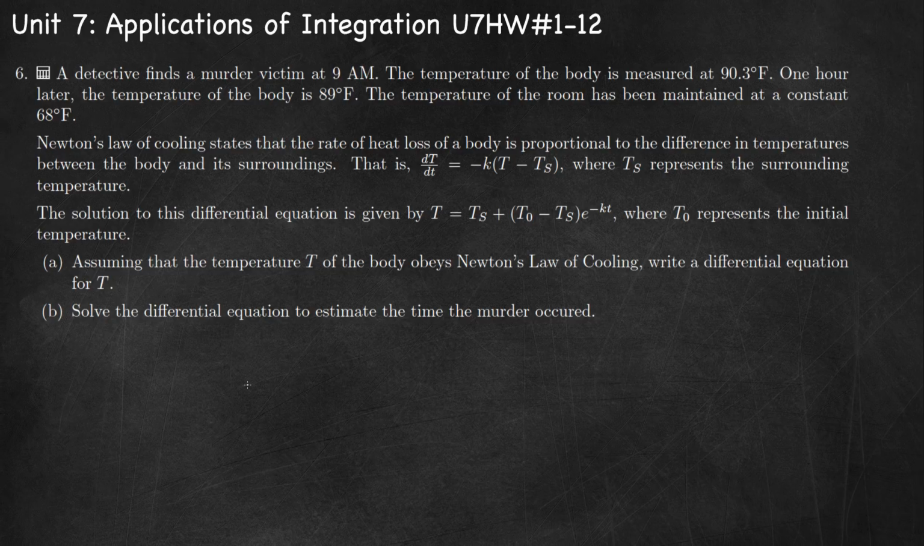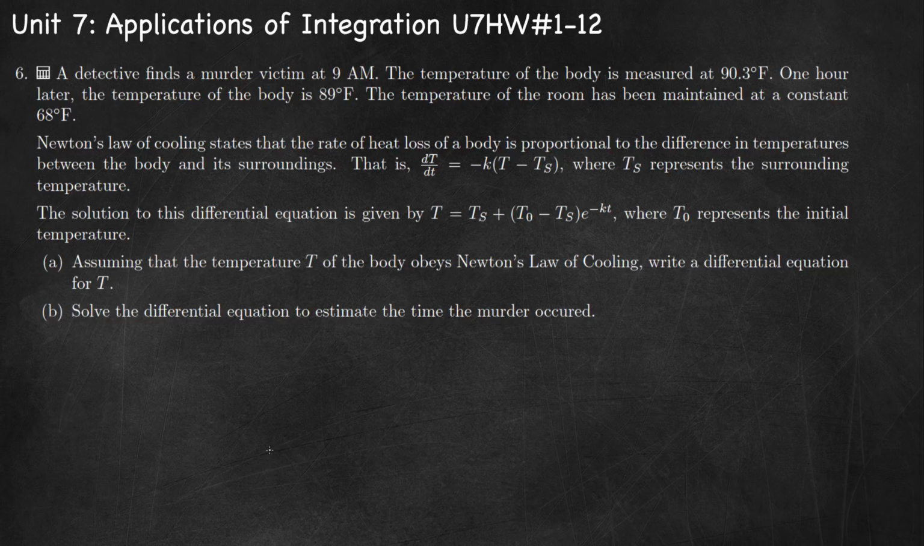Number 6, a detective finds a murder victim at 9 a.m. The temperature of the body is measured at 90.3 degrees Fahrenheit. 1 hour later, the temperature of the body is 89 degrees Fahrenheit. The temperature of the room has been maintained at a constant 68 degrees Fahrenheit.